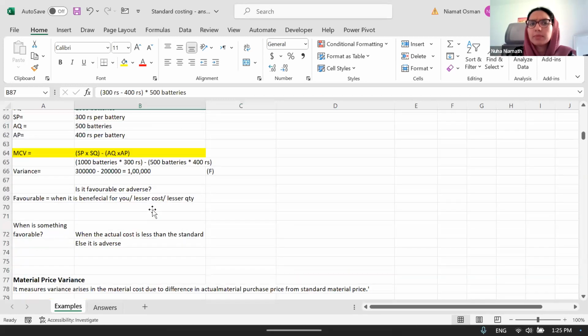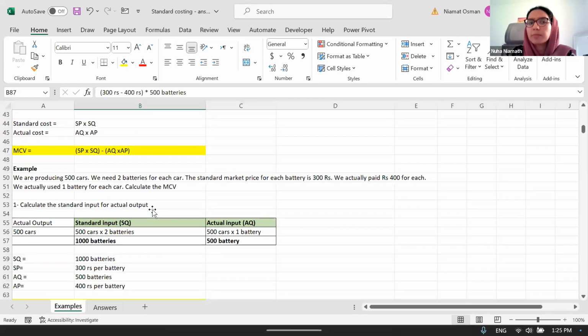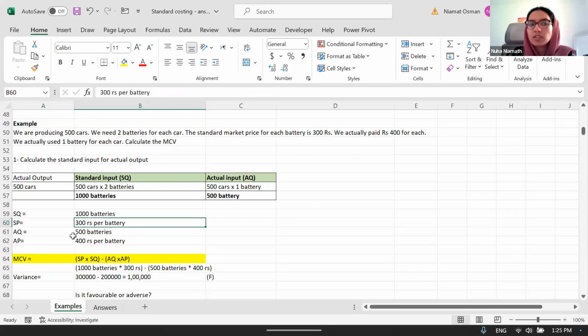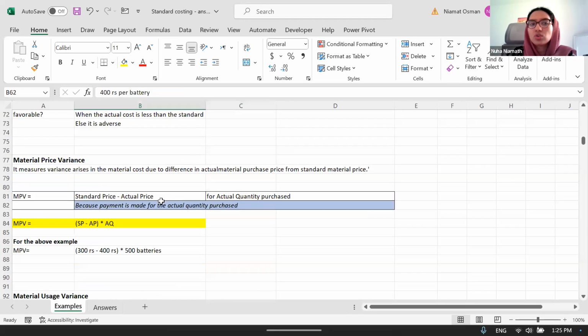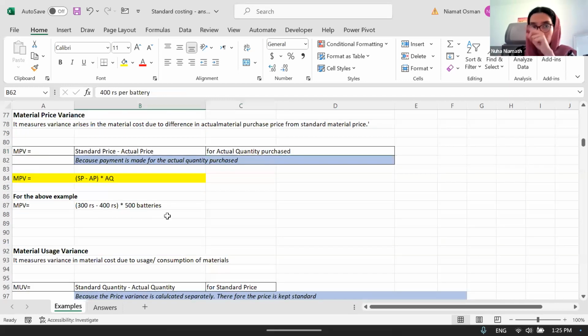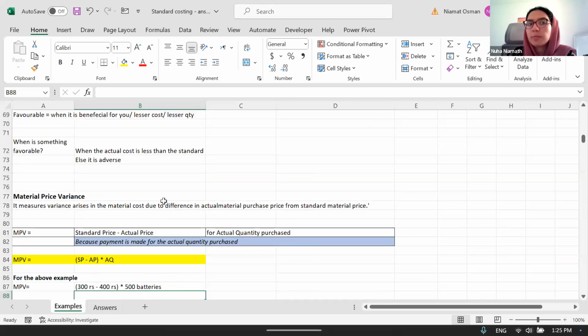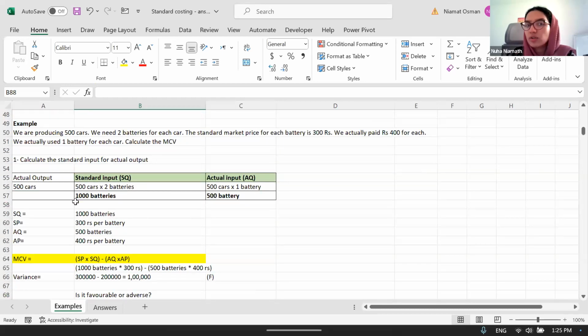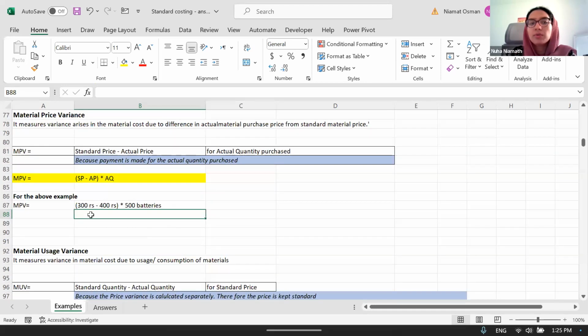So in the same above example, what is that price variance? What is my standard price here? My standard price is 300 rupees and my actual price is 400 rupees. So that will be 300 minus 400 rupees into 500 batteries. Please remember, actual quantity used. Do not take your standard quantity used, because you are not paying for the standard quantity. You are paying for the actual quantity. What you receive is what you're paying for. So anything relating with the price variance will be on the actual input. So here we will do 300 minus 400 into 500 rupees. So that is coming to 50,000 negative.